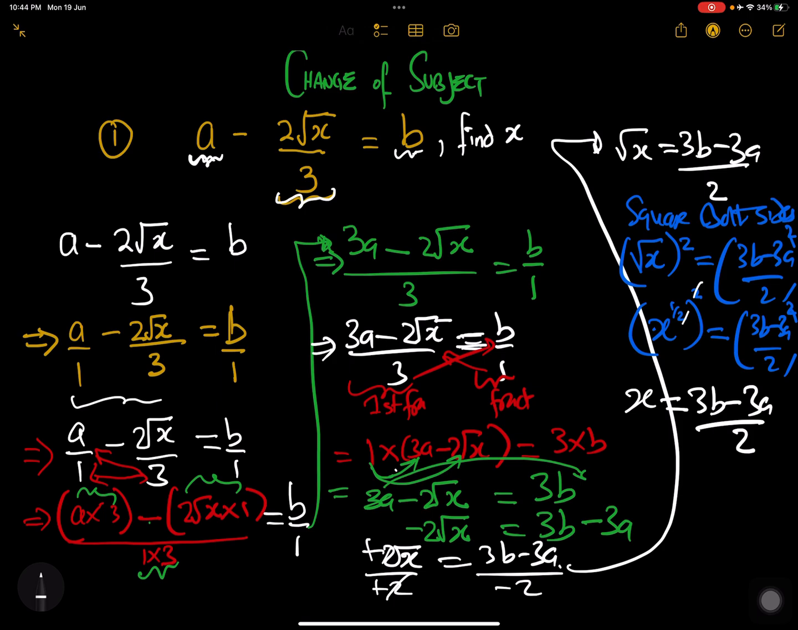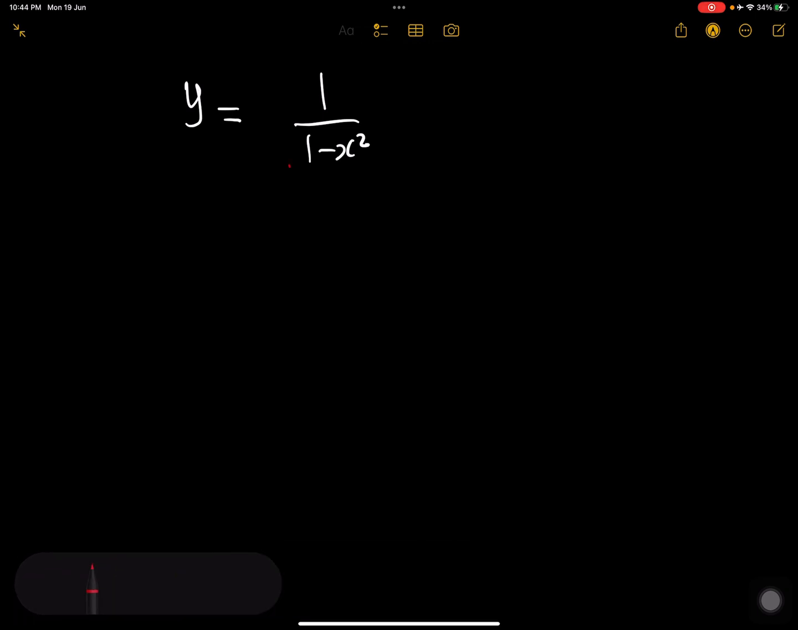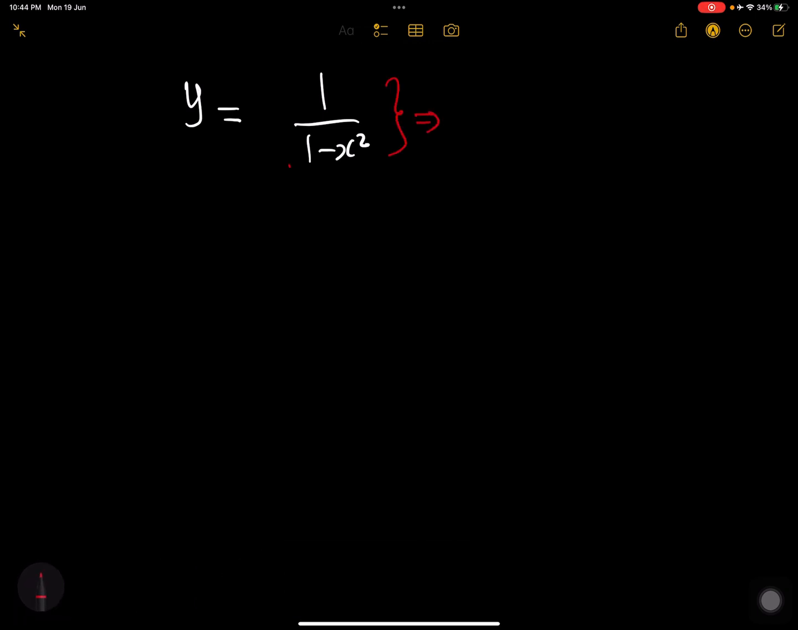Let's see if we can get some other problem that we can do together. Let's imagine that we have y is equal to 1 divided by 1 minus x squared. So the first thing is, if we look at the right hand side, it's a fraction. So we have to write this y also as a fraction. Then that's going to be y over 1. And that's equal to 1 divided by 1 minus x squared.